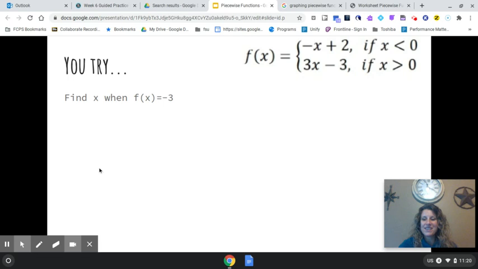Okay, this next slide is a you try. I would like you guys to find x when the output, the y value, is negative 3. Pause the video here and then unpause to see if you're correct.